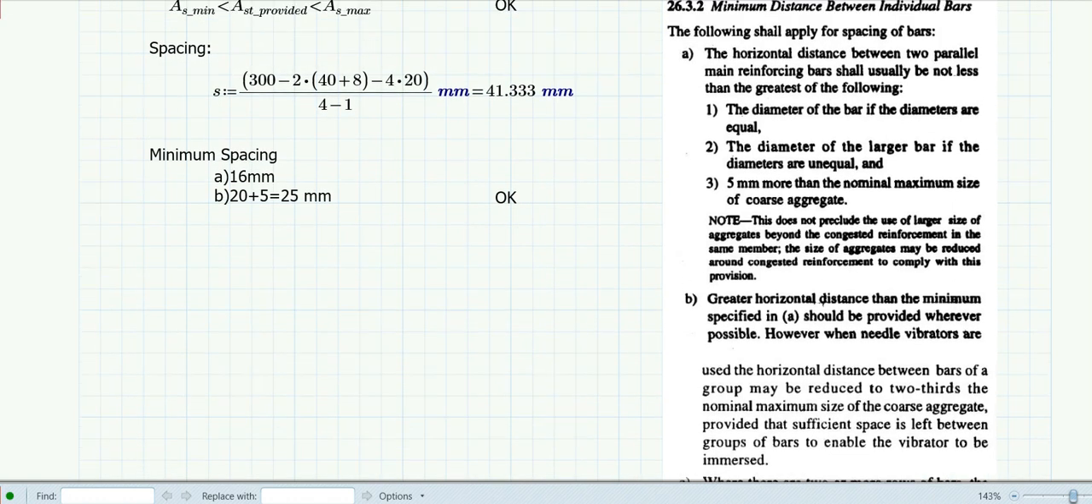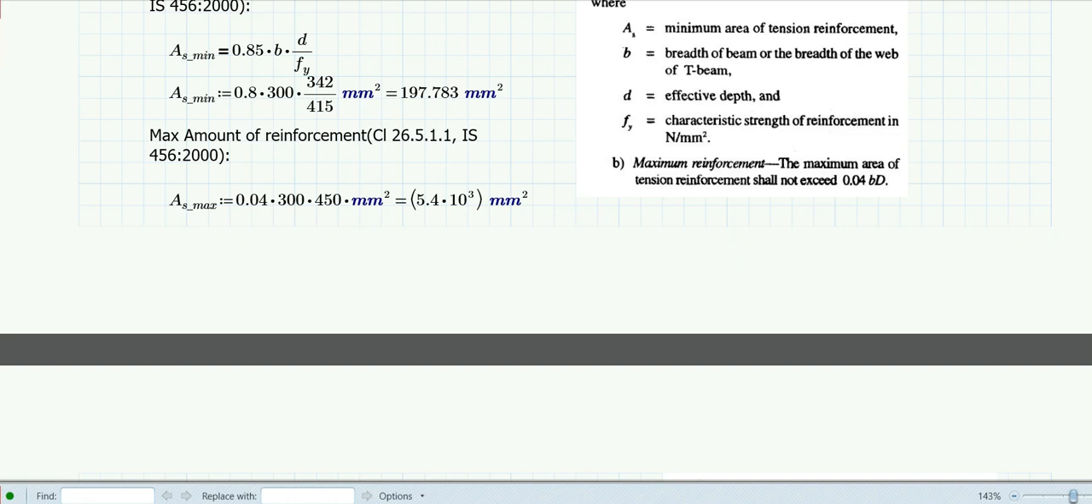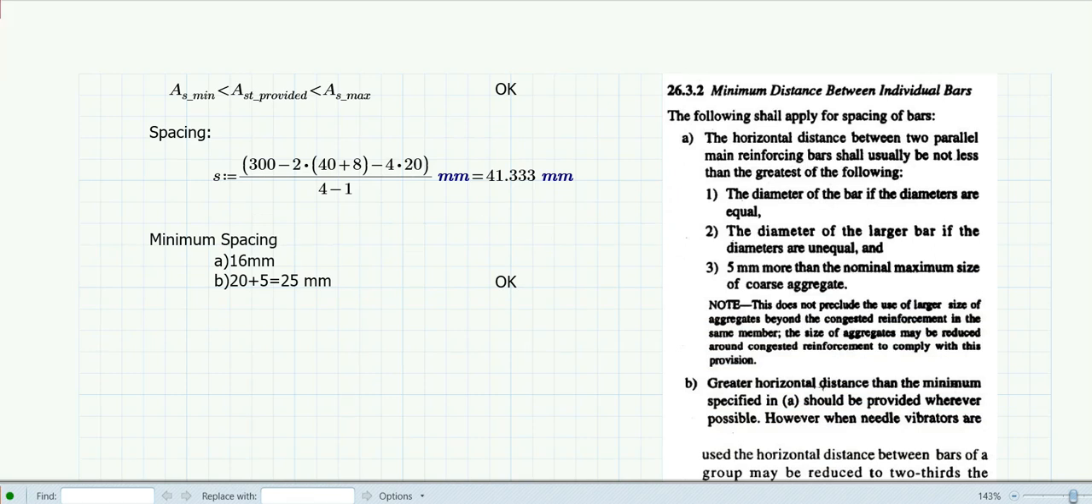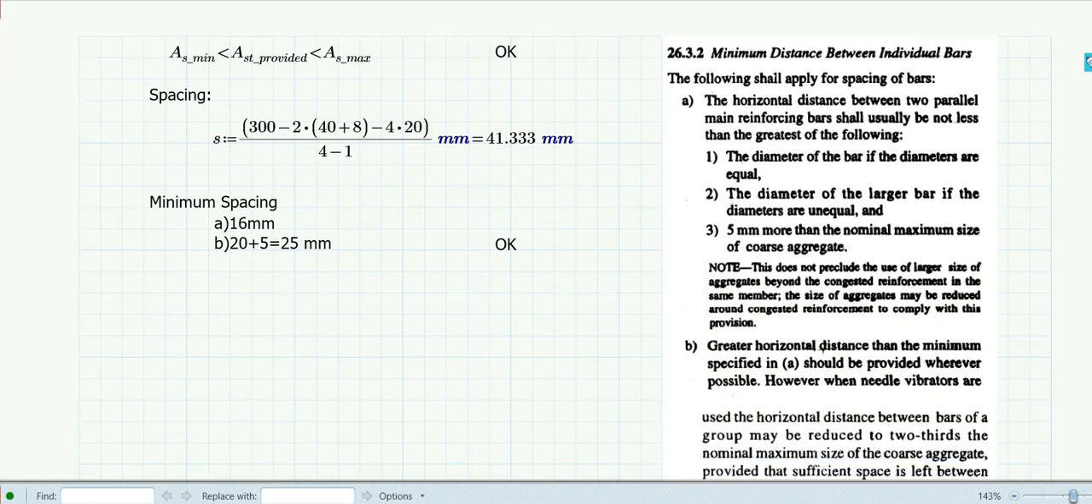For spacing, we can refer to clause 26.3.2, which talks about the minimum distance between individual bars. The following shall apply for spacing of bars. The horizontal distance between two parallel main reinforcement bars shall usually not be less than the greatest of the following: the diameter of the bar if the diameters are equal, the diameter of the larger bar if the diameters are unequal, and 5 mm more than the nominal maximum size of the coarse aggregate.